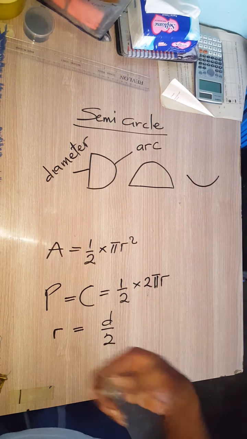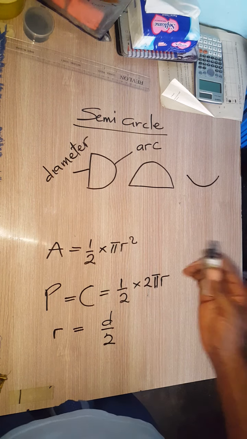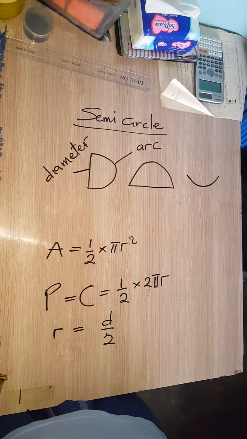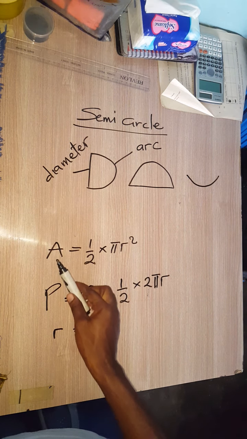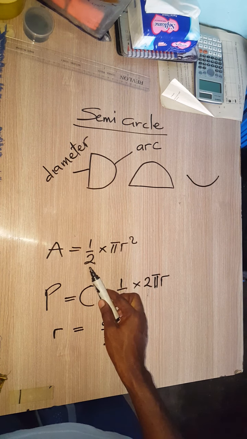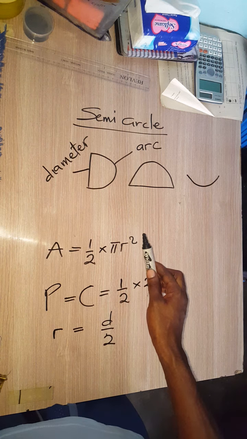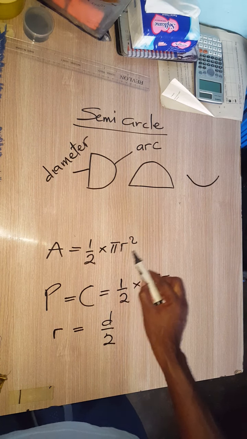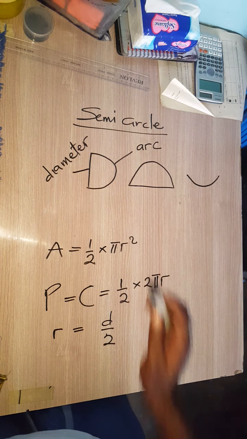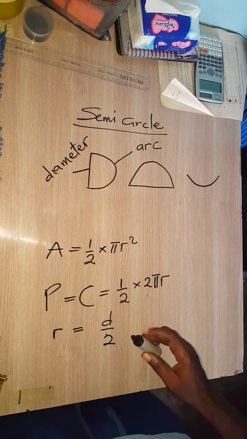Now, to calculate the area of a semicircle, you need to divide the area of a circle by 2, and that is giving us A equals 1/2 times pi r squared, which is the area of a circle, the pi r squared. Also, to calculate the perimeter or the circumference of a semicircle, you also need to divide the circumference of a circle by 2.